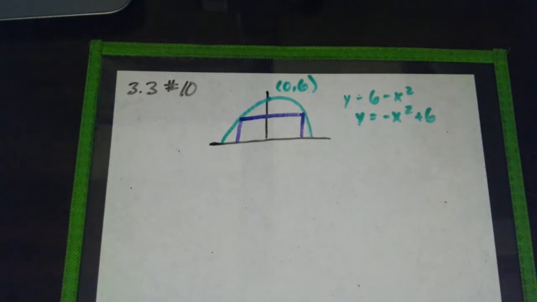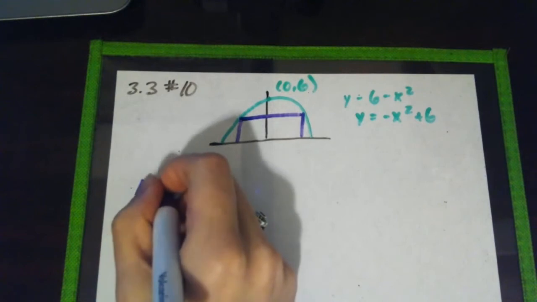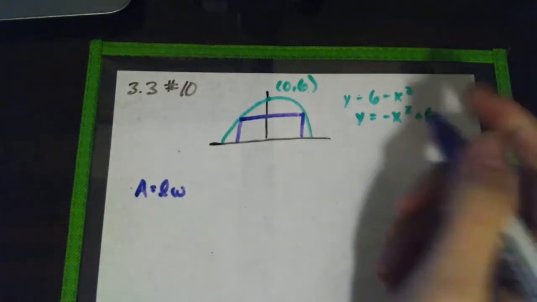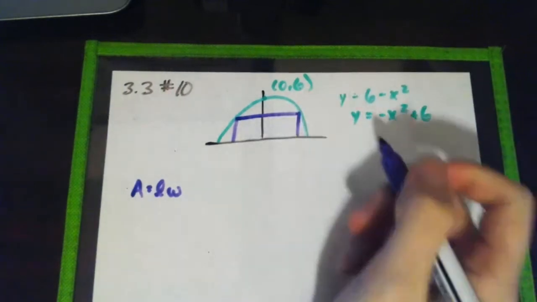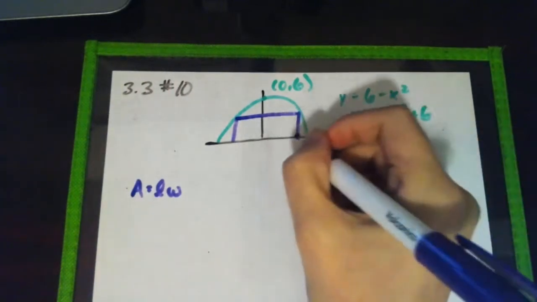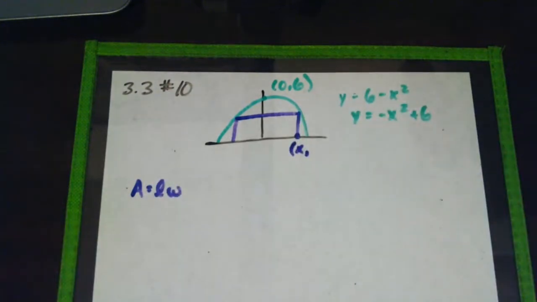Now we're trying to maximize the area of this rectangle. Area is equal to length times width. So I somehow need to figure out what's going on here. I'm going to pick some point here. I'm not sure how far over I've gone. Let's just say I've gone over x.